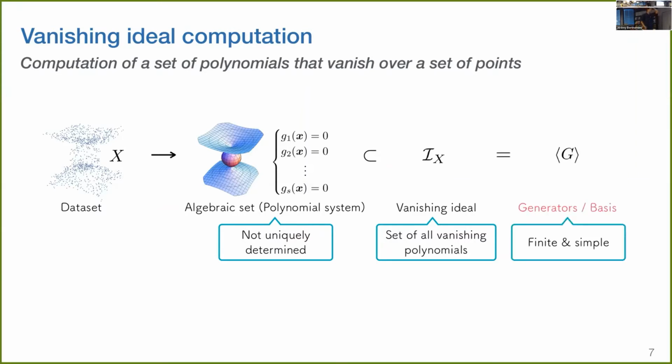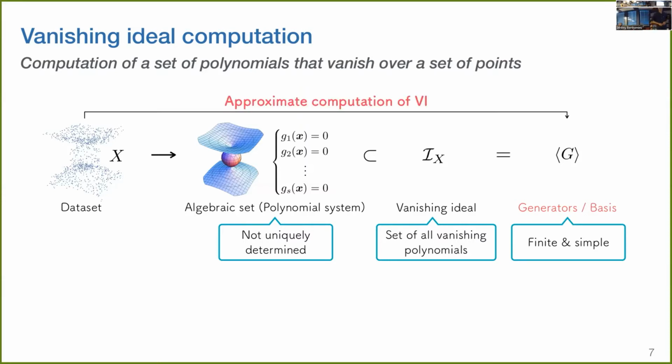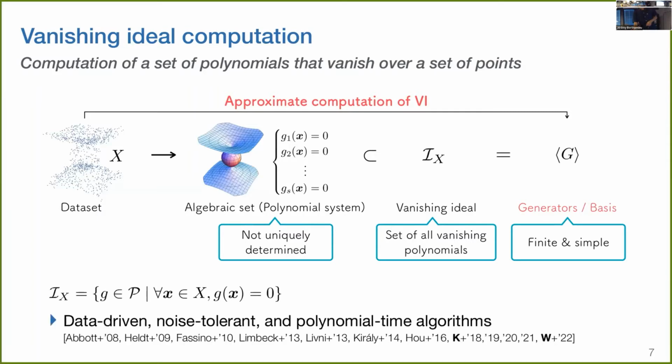So we consider the vanishing ideal, and then we know that the vanishing ideal always has some finite set of generators. So in the end, we aim to calculate a set of generators of the vanishing ideal of the samples. Okay, this is the definition.